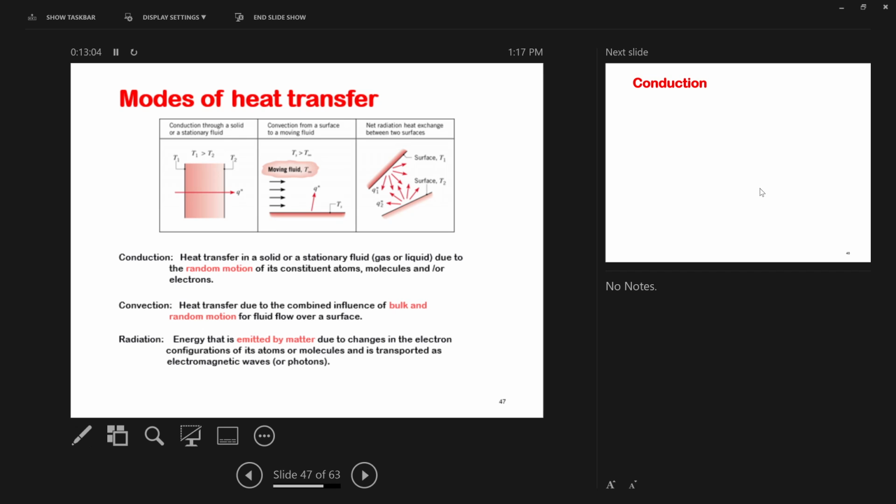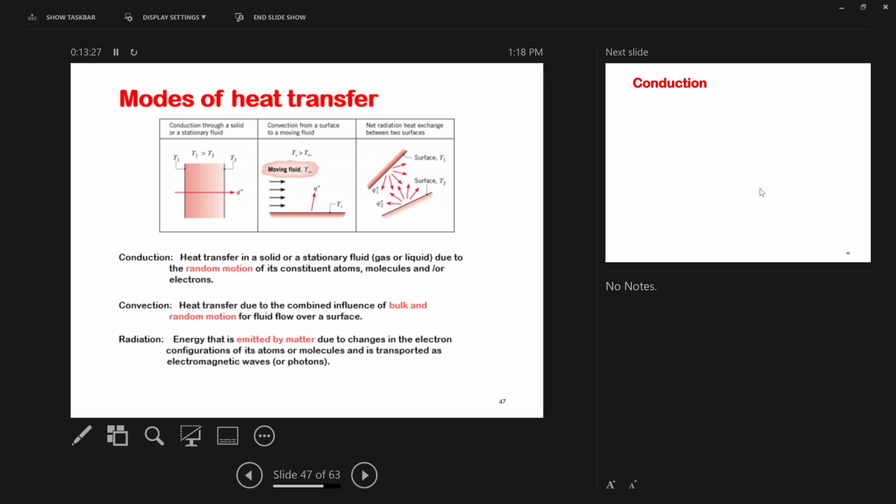There are other modes of heat transfer, but these are the three main ones that we really care about in mechanical engineering or aerospace. Mechanical and aerospace engineering are essentially very similar to each other. Aerospace is a specialized type of mechanical engineering. That's why I usually use the more general term.